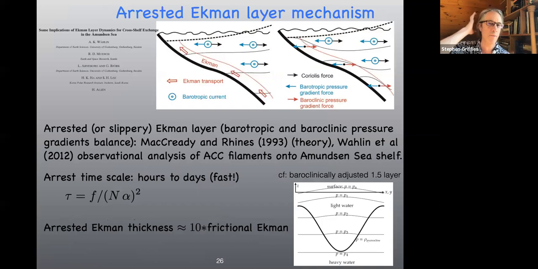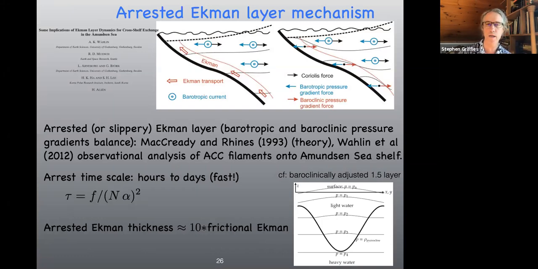But you can have this happen in a time dependent case, and that arrested Ekman layer response can be quite fast. It can be on the order of hours or days, depending on the slope and the stratification. Tau equals f over N alpha squared, where alpha is your slope, is a result that comes from the work of McCready and Rhines in the early 90s. And so it's an interesting effect.